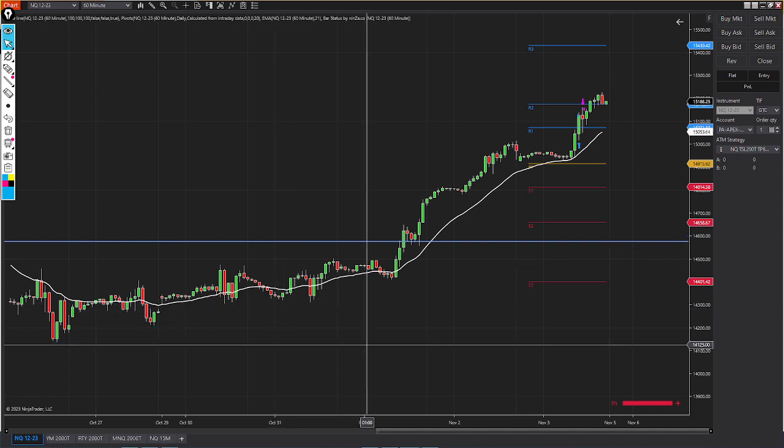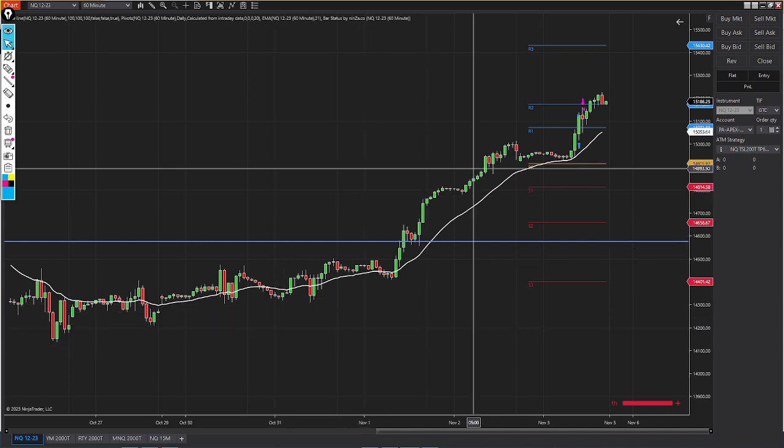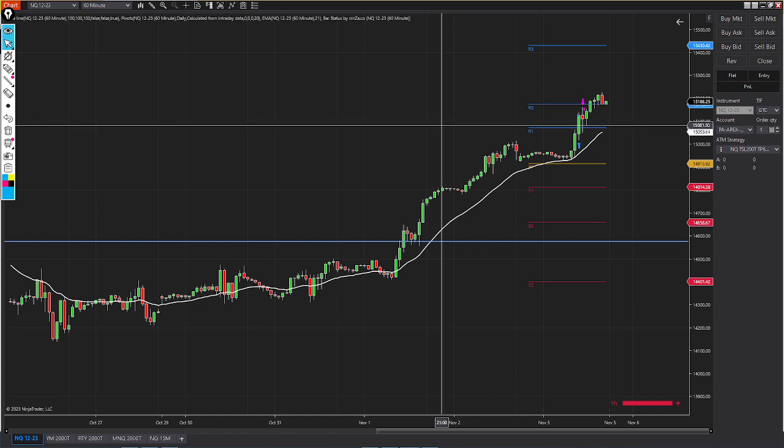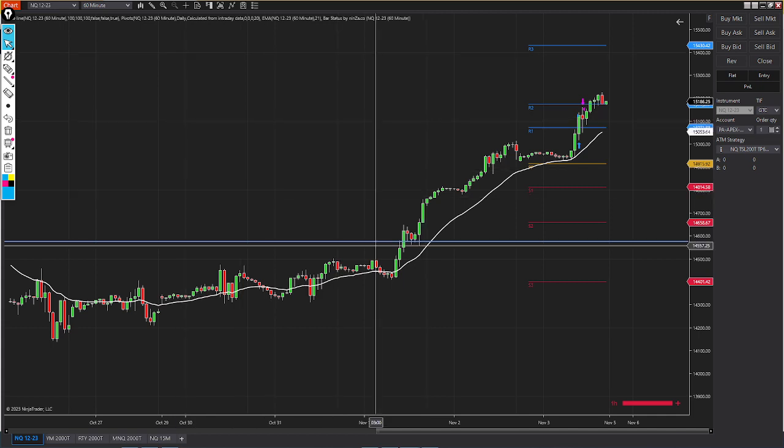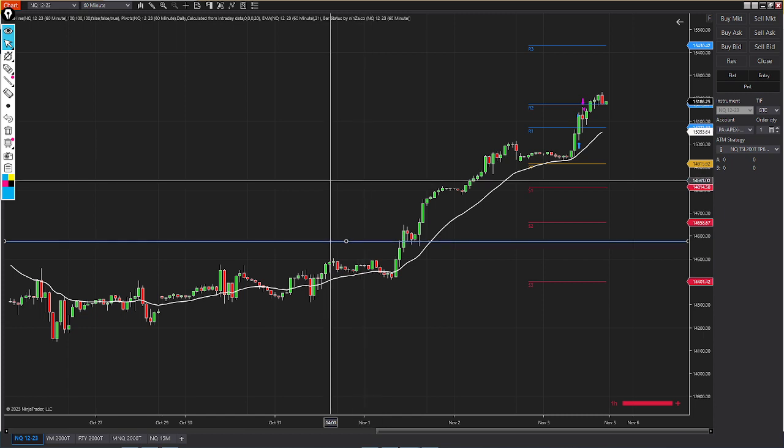Now the last element is, what if price doesn't go up as far as you think it will and it reverses on you? It happened to me yesterday. Yesterday on the minute chart, it almost got up to where I thought price would be, and then it reversed a lot, and then I lost my stop.